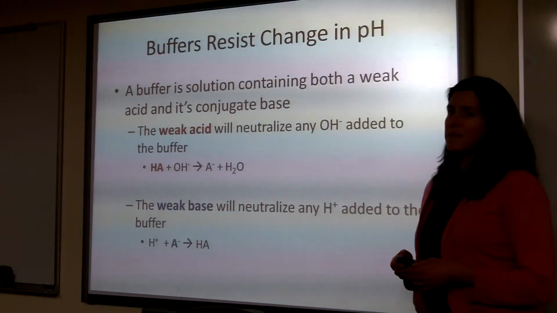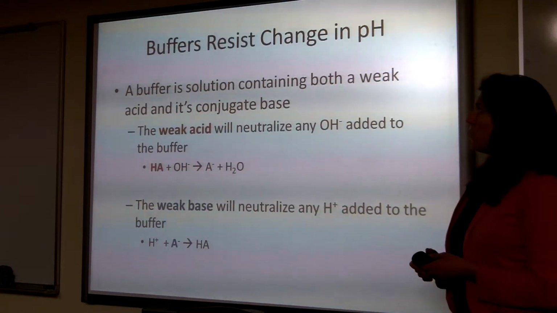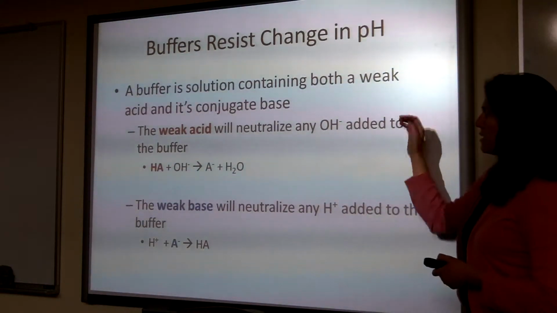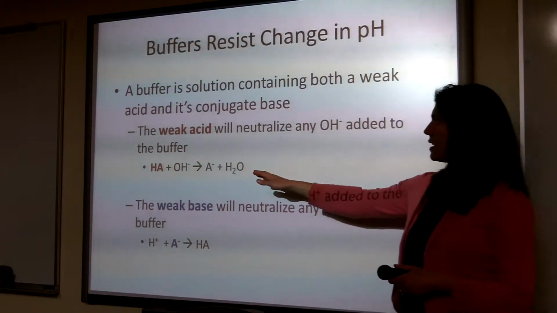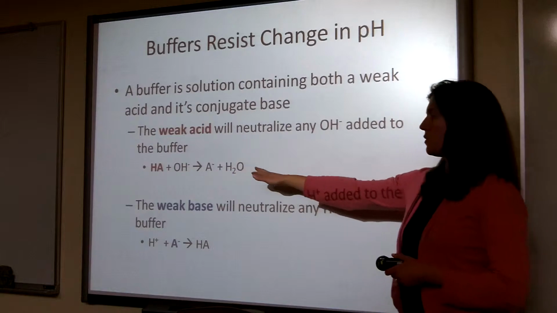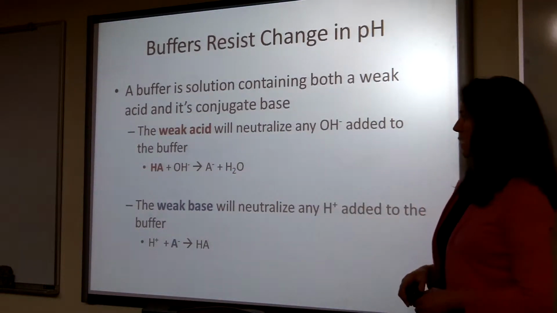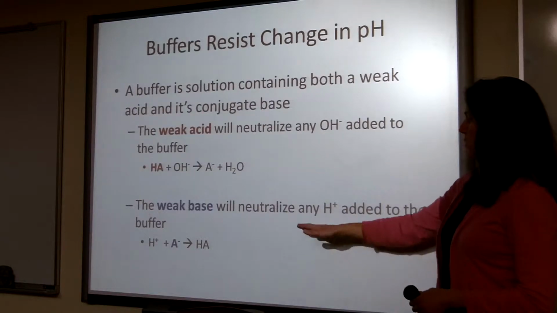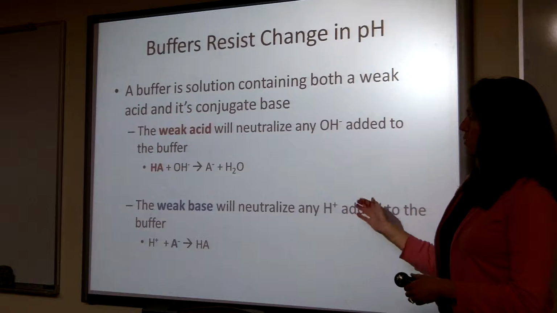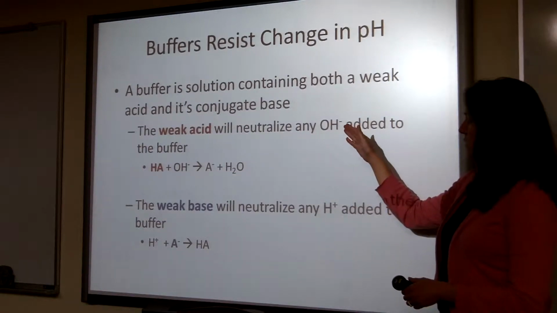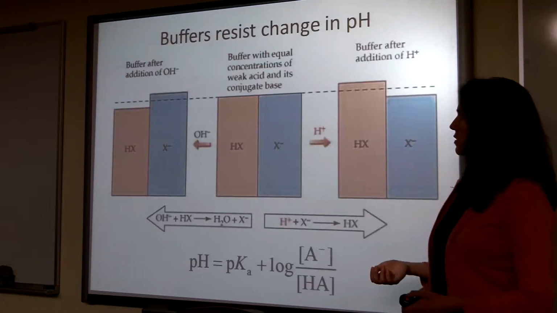So a buffer is something that resists change in pH, and a buffer is a solution containing both a weak acid and its conjugate base. The way it works is the weak acid component of your buffer will neutralize any hydroxide added. So if you add a strong base to your solution, the weak acid will consume it, will use it up. And the weak base component of your buffer will neutralize any hydrogen ions being added. So to a buffer you could add some base or some acid, and the pH won't change very much.